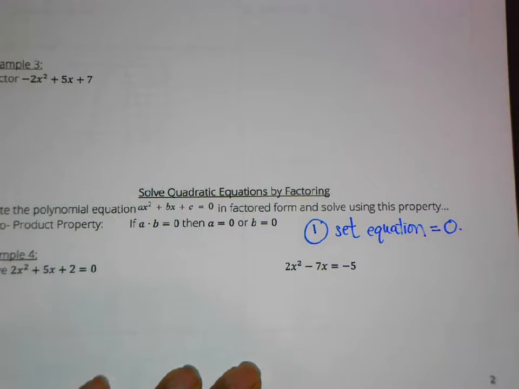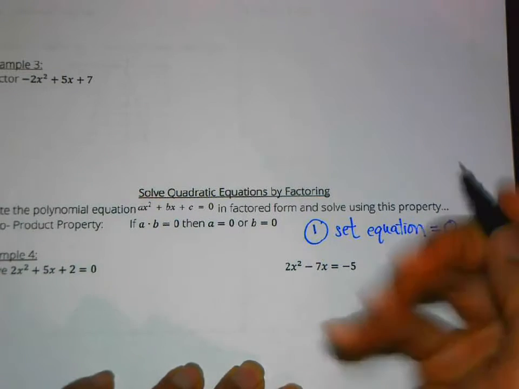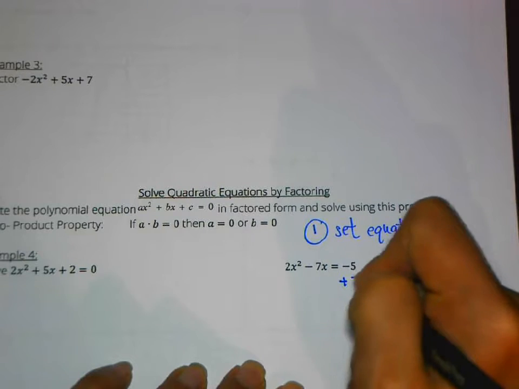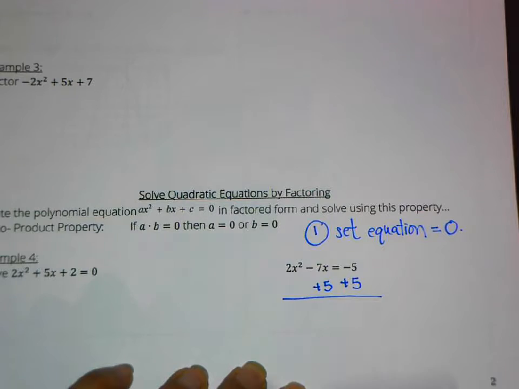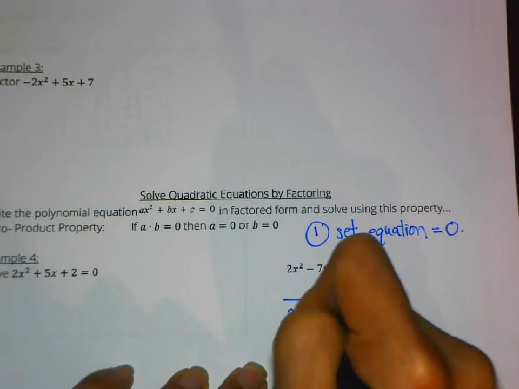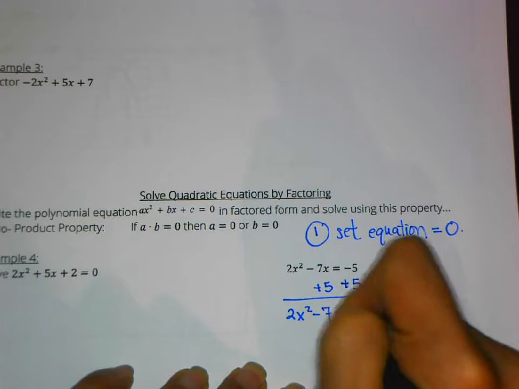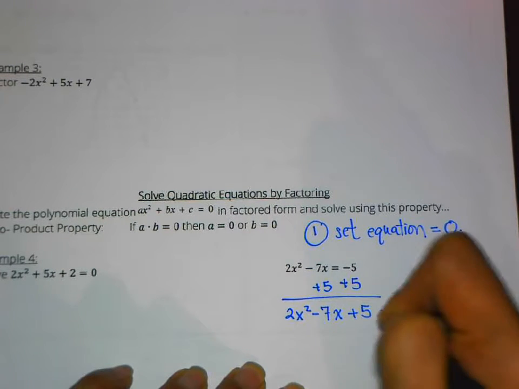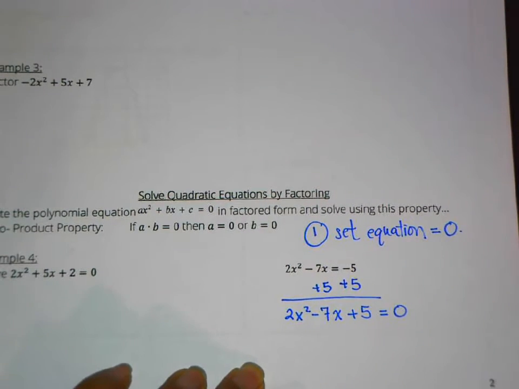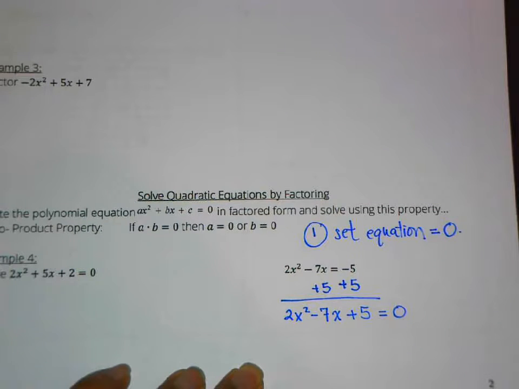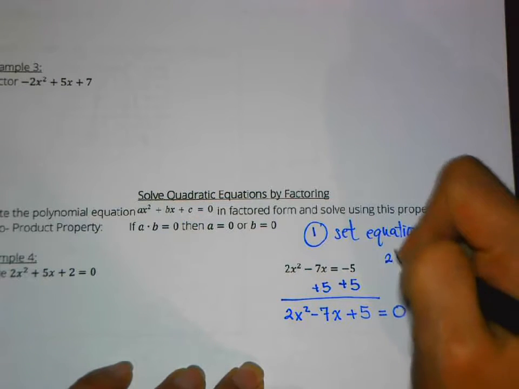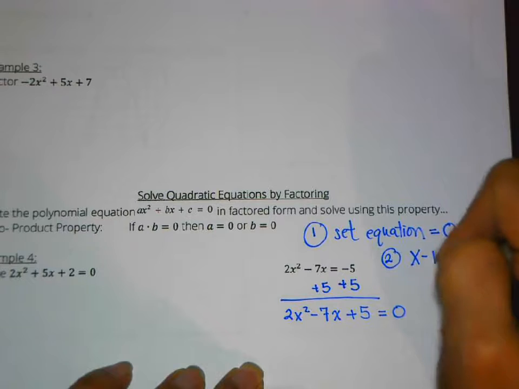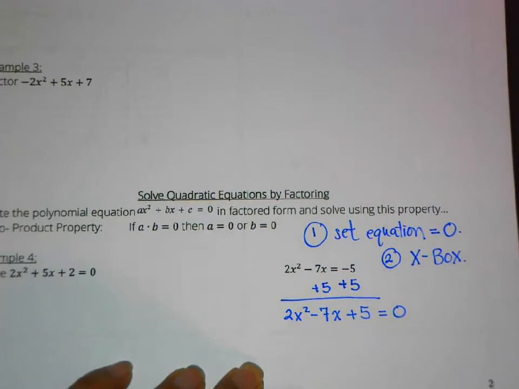Notice it's not equal to 0, so we need to make it equal to 0. In order to do that, we have to add 5 on both sides. That is going to give me 2x squared minus 7x plus 5. Now it's equal to 0. At this point, I am going to factor it, just like what I did before. So step 2, factor. In this case, we're going to do the X box to factor.